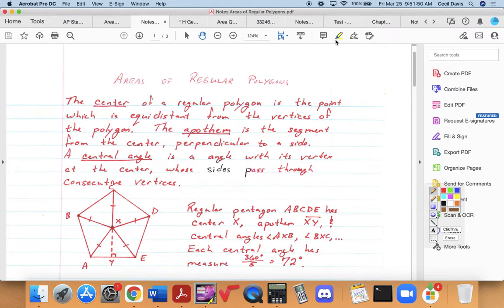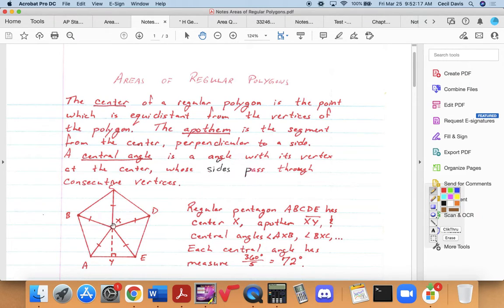First of all, the center of a regular polygon is a point that is equidistant from the vertices of the polygon. I mean, equidistant, same distance. You can get that, I think, from the context of this problem. So this would be the center. It's right in the middle.